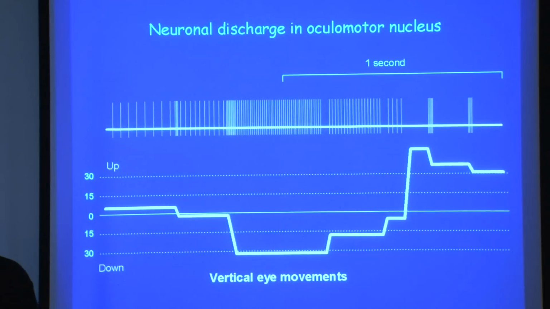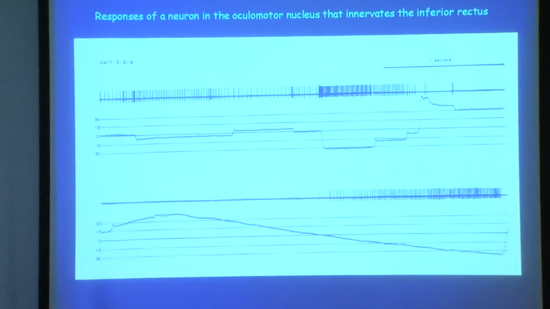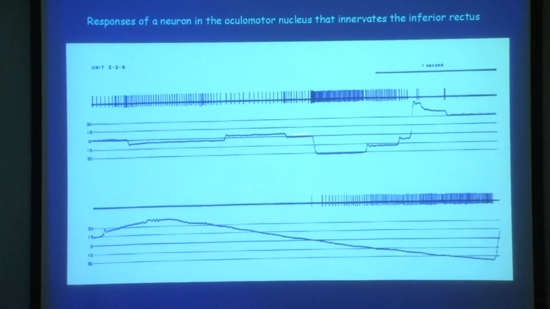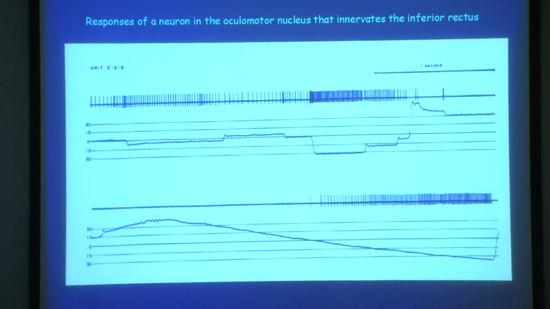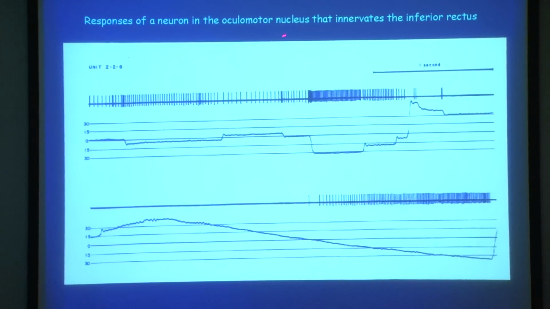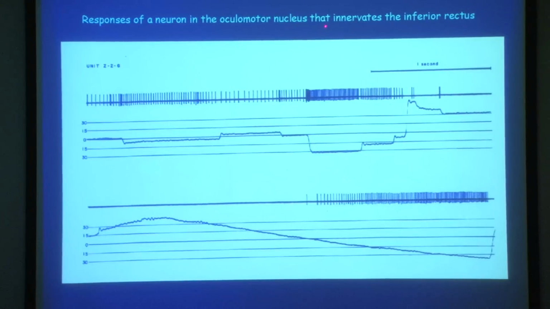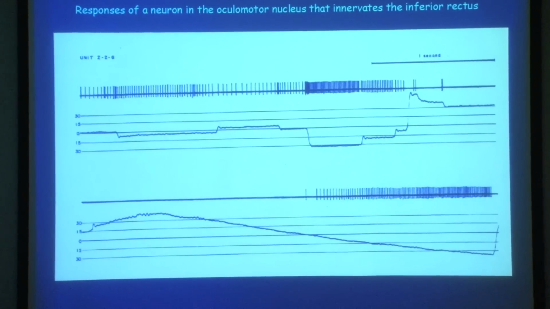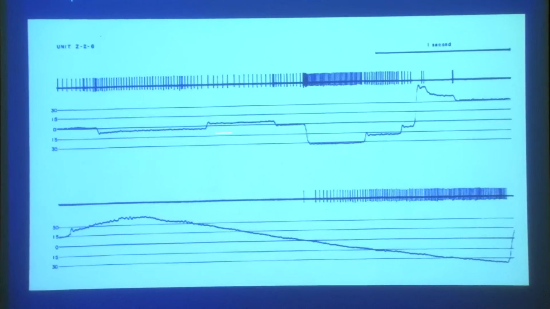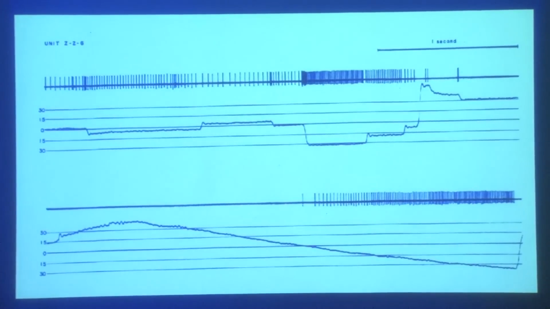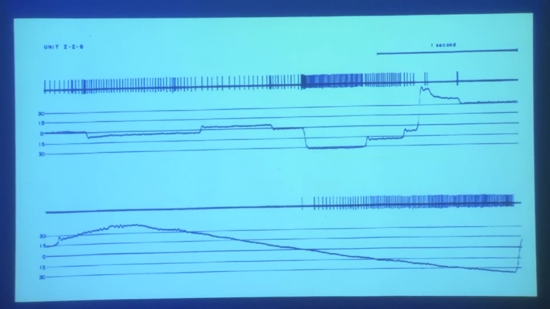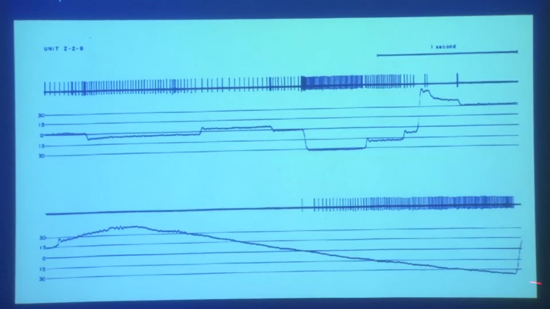Now this is schematic, but to show you that this is real, I'm going to show you some data of a monkey doing the actual eye movements, recording from the oculomotor nucleus, and in this case again innervating the inferior rectus. And what you can see here are a bunch of saccades, and here the monkey is tracking an apple as it moved down.